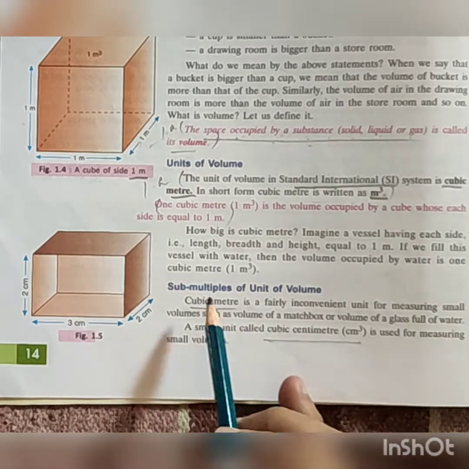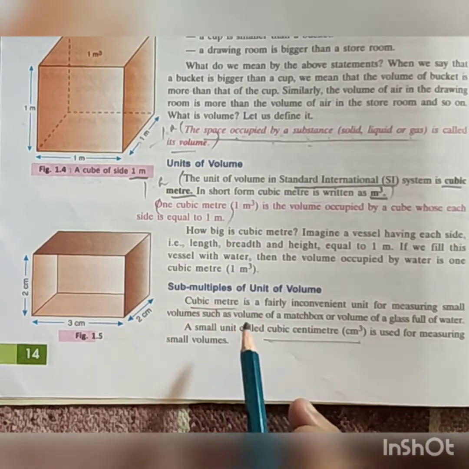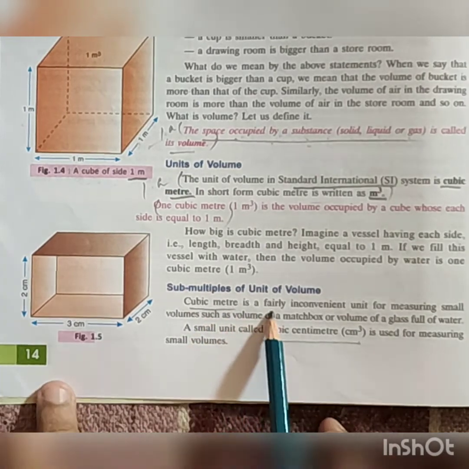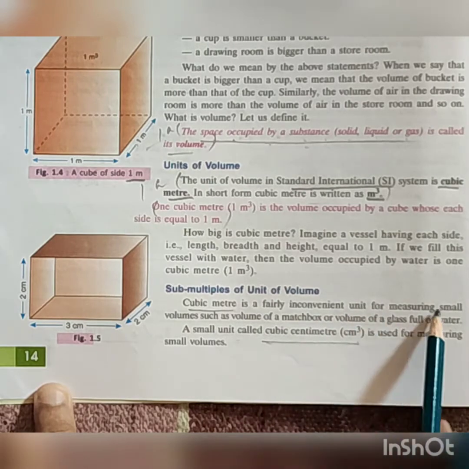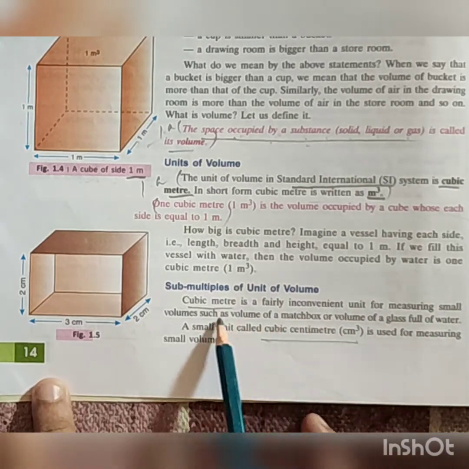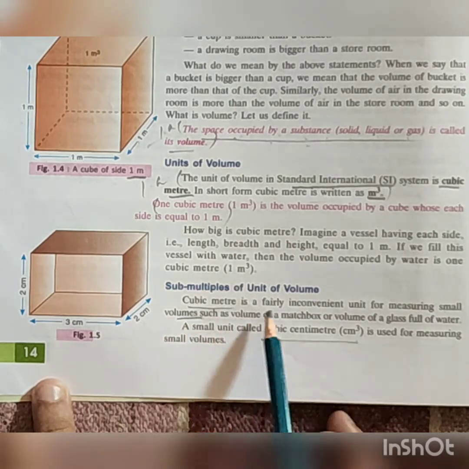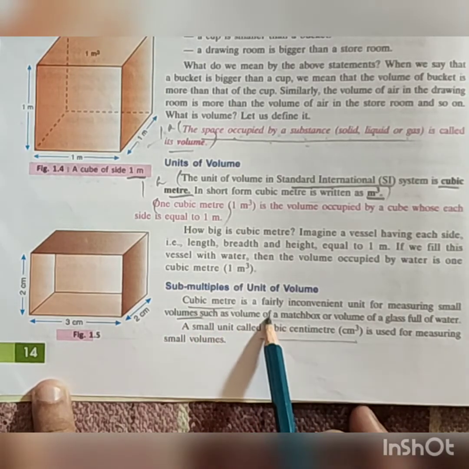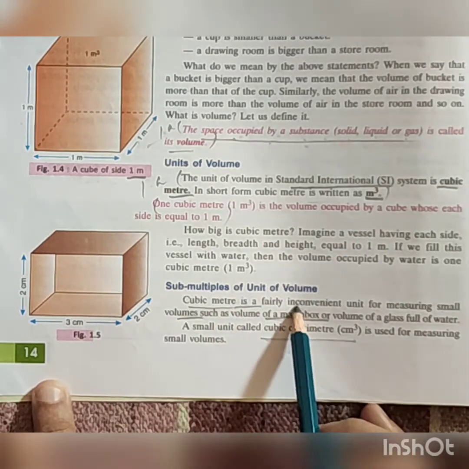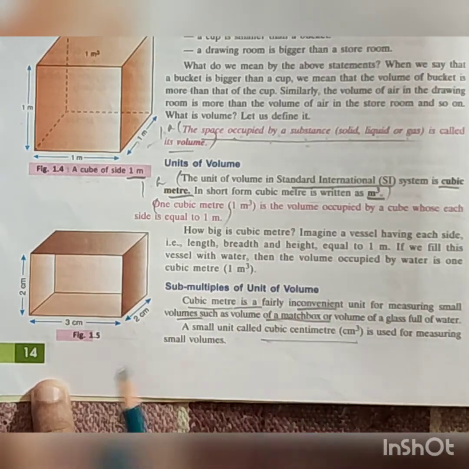In the case of volume, there are also sub-multiples. Cubic meter is a very inconvenient unit for small volumes. For example, to find the volume of a matchbox, we cannot use the cubic meter, so it is inconvenient.